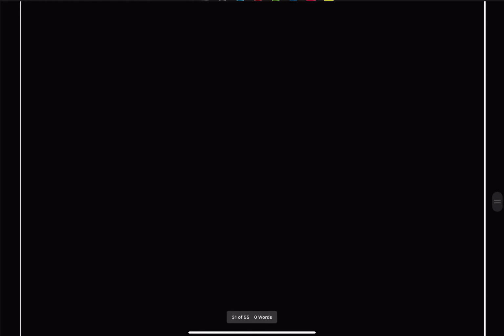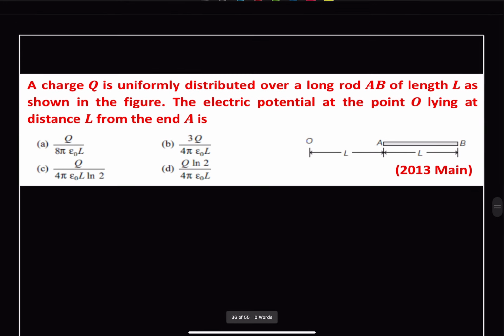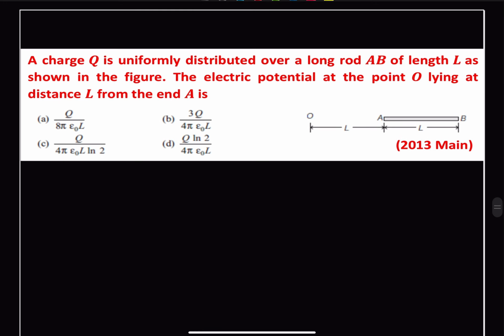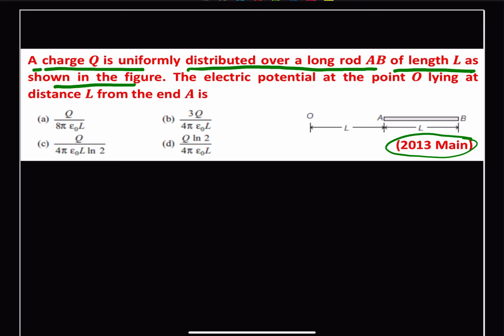Next question. It was asked in the year 2013 main, and it states that a charge Q uniformly distributed over a long rod AB of length L as shown in figure. The electric potential at a point O lying at a distance L from the end A is. Basic figure is given to us.